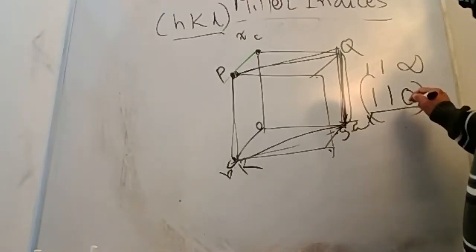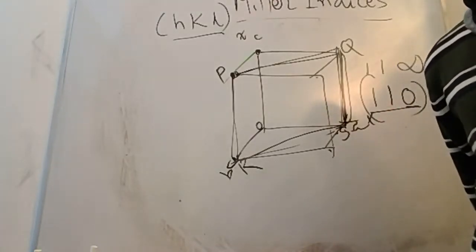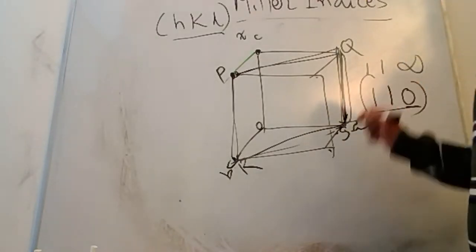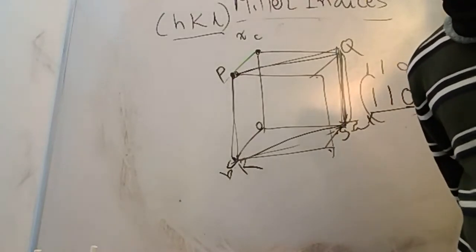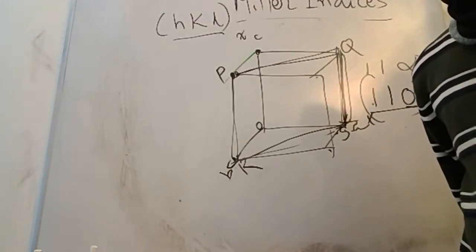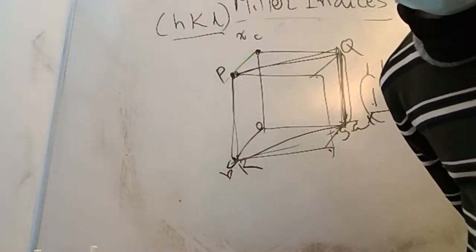So whenever we have a 0, that L position is 0, which means this plane is parallel to the z-axis. If it is 0 in the middle position, it should be parallel to the y-axis. If it is 0 in the x position, it should be parallel to the x-axis. Am I making sense? Take one more example.